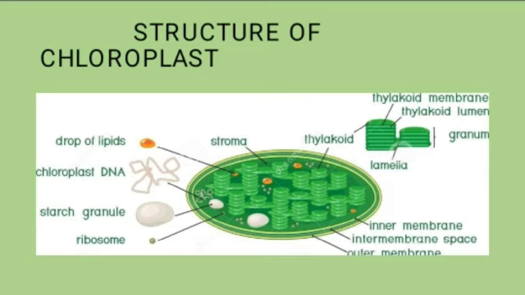Number 1, envelope. Chloroplast envelope has outer and inner membranes which are separated by intermembrane space. Then you look into the stroma. Matrix present inside the membrane is called stroma. It contains DNA, 70S ribosomes and other molecules required for protein synthesis. The third one is thylakoids. It consists of thylakoid membrane that encloses thylakoid lumen.